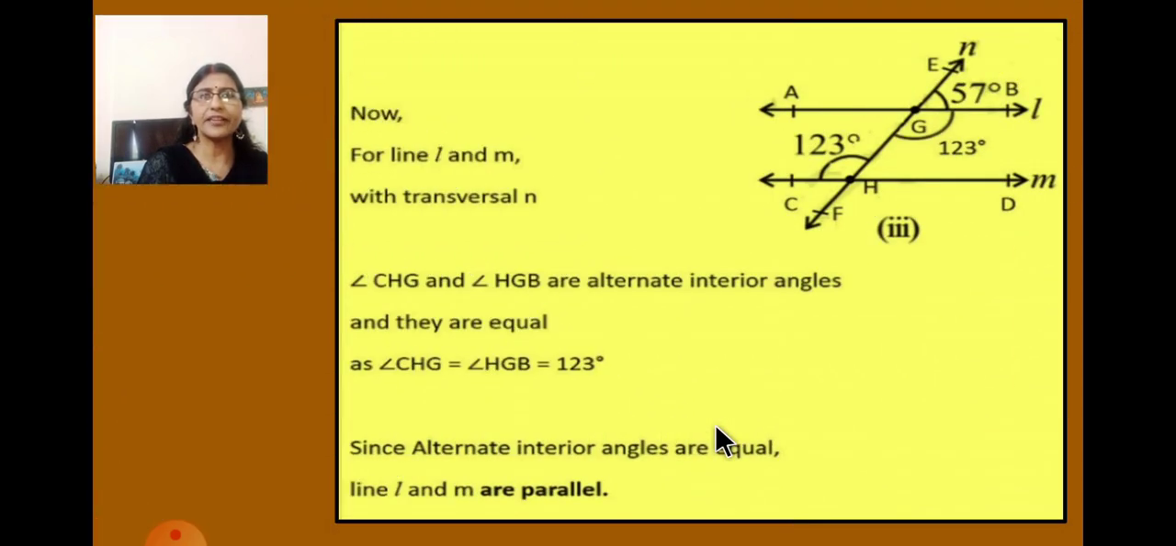Then the next step we will write like this. Again the same figure is drawn for lines L and M with transversal N. This is the transversal. Now we will write angle CHG and angle HGB are alternate. You can see these two angles are alternate interior angles. And this we got 123 degree. And this is already given in the question, 123 degree. So as angle CHG is equal to angle HGB, which is equal to 123 degree, since alternate interior angles are equal, what does it show? That line L and M are parallel.